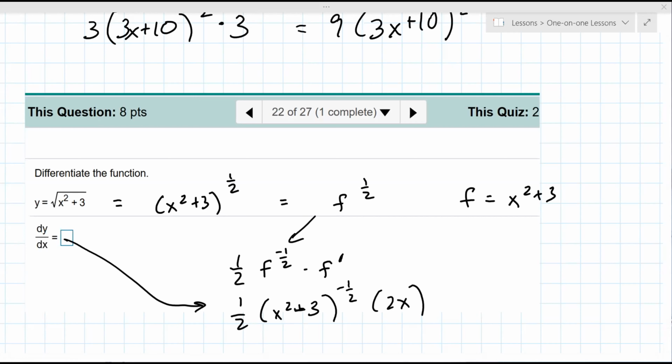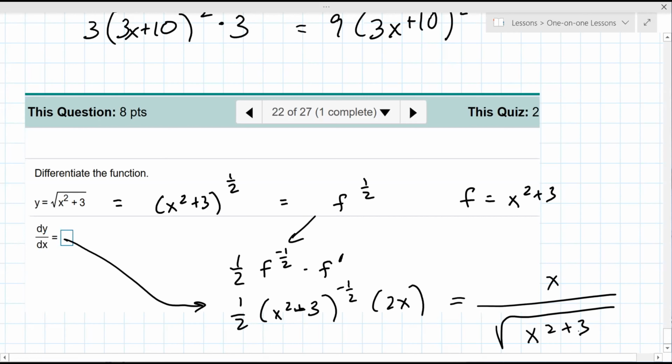And I don't need to multiply that 2x by the 1/2. You can if you want. But here's the thing. If you're going to go that far, you can also change this minus 1/2 to be the square root of x squared plus 3 on the bottom. So I call this the pretty solution, but it really doesn't matter.